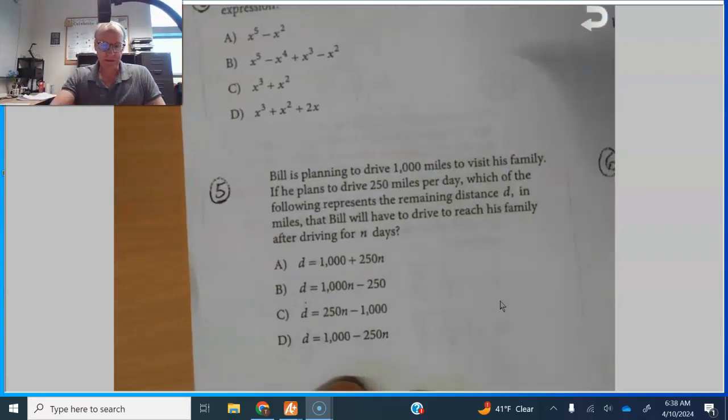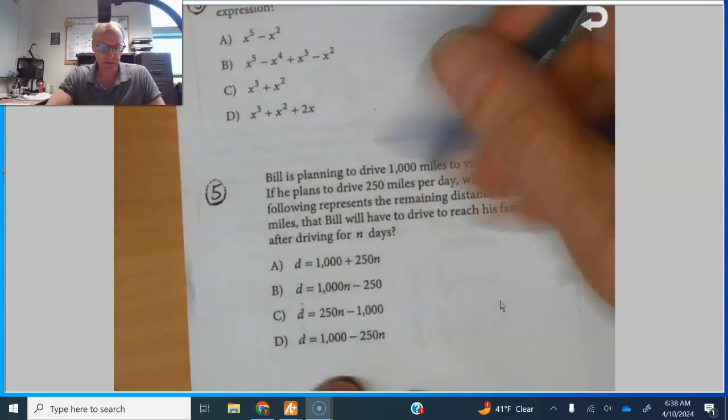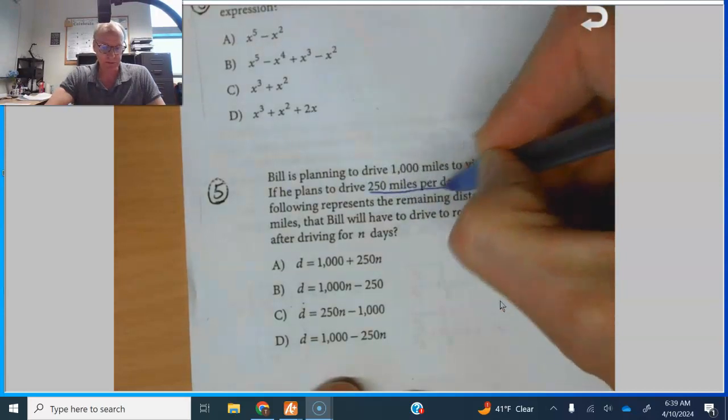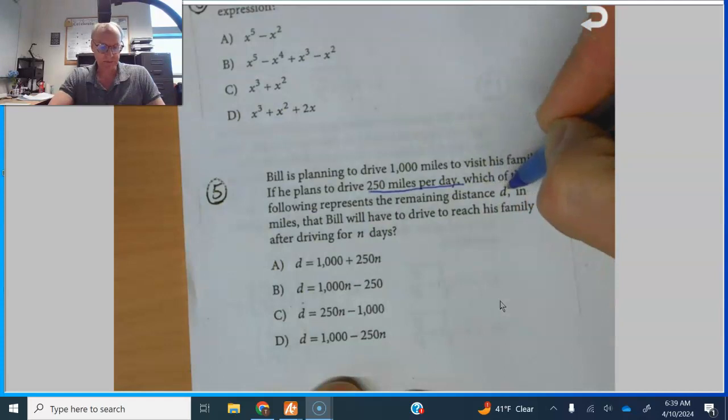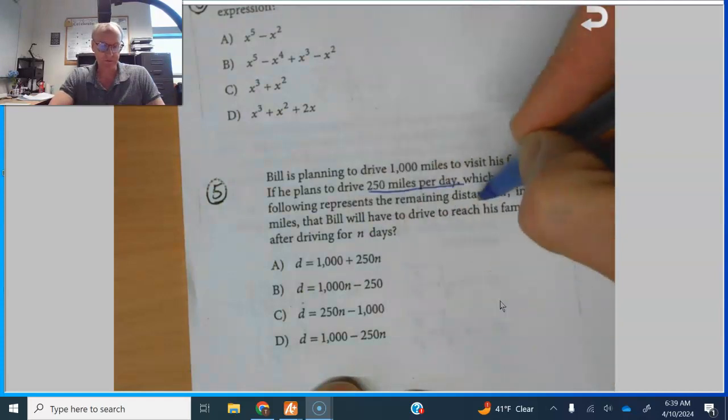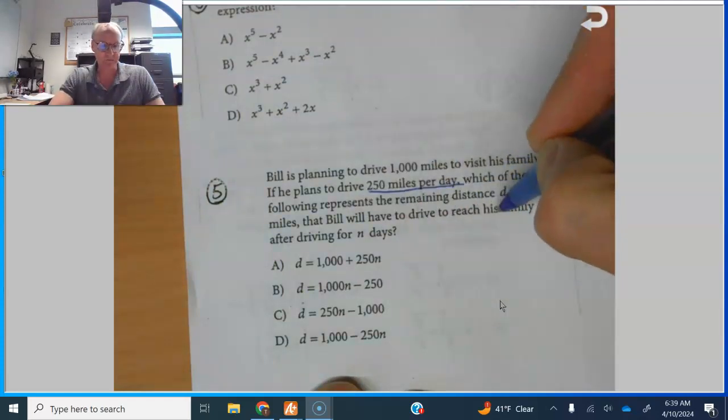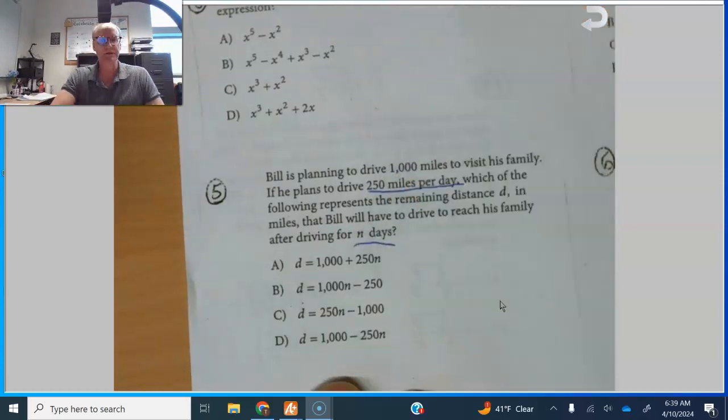Number 5. Bill is planning to drive 1,000 miles to visit his family and plans to drive 250 miles per day. Which of the following represents the remaining distance in miles that Bill will have to drive to reach his family after driving n days?